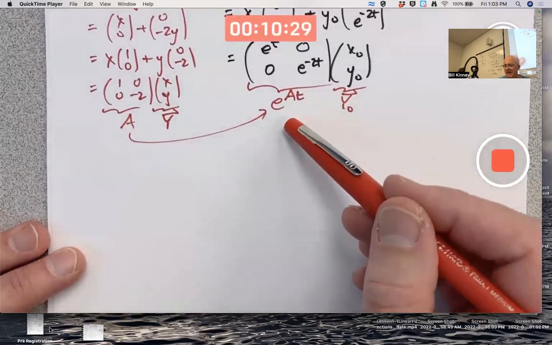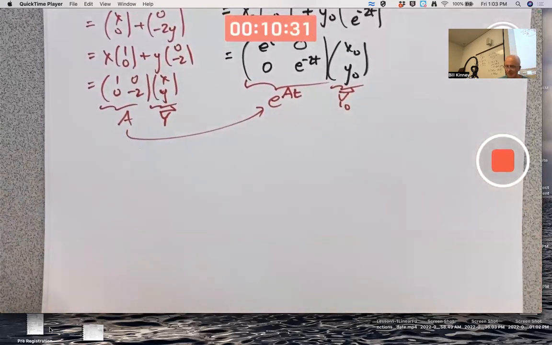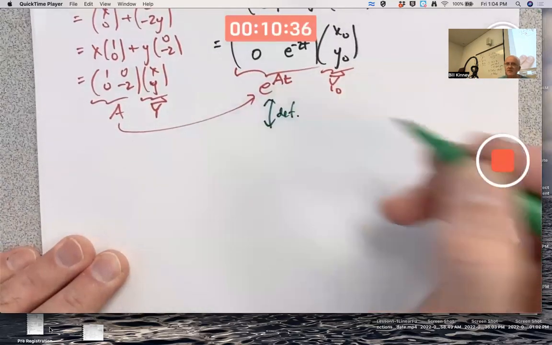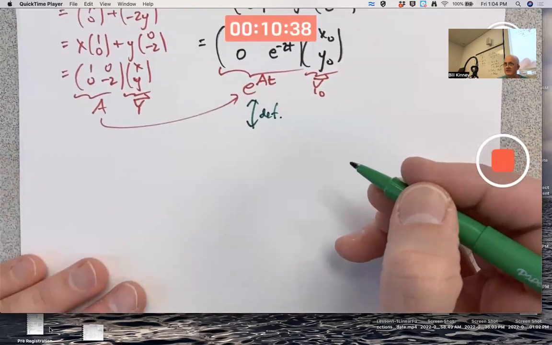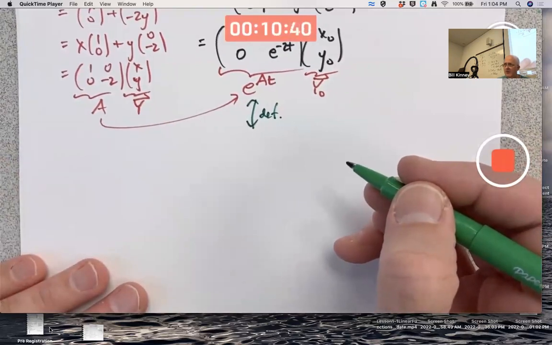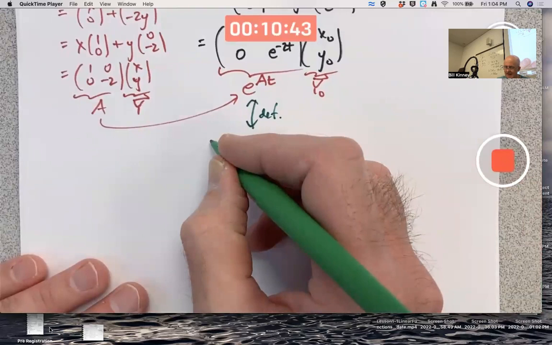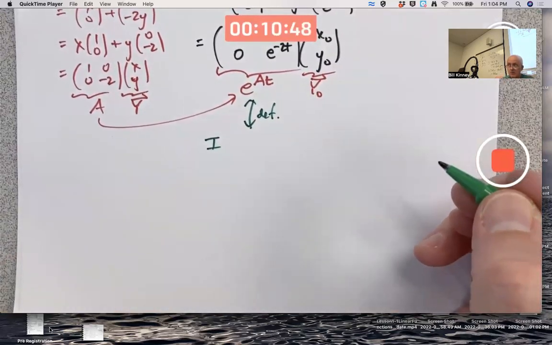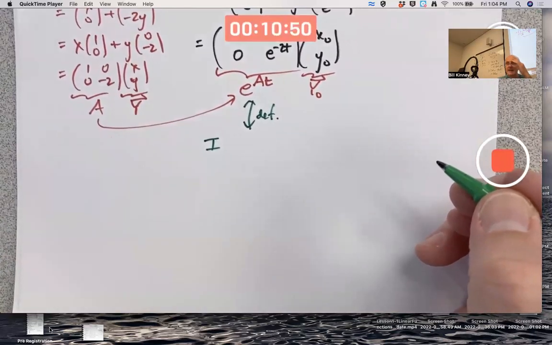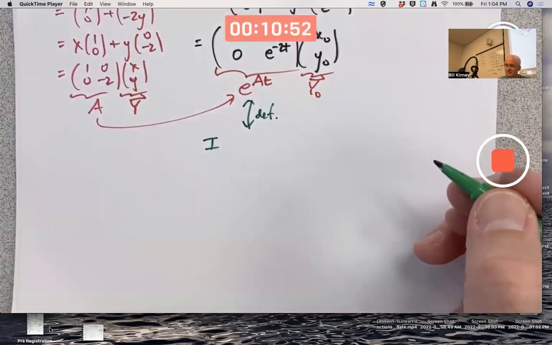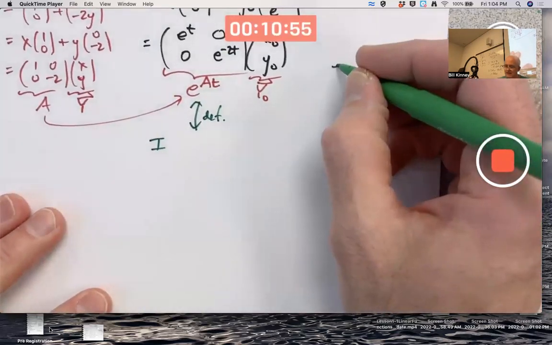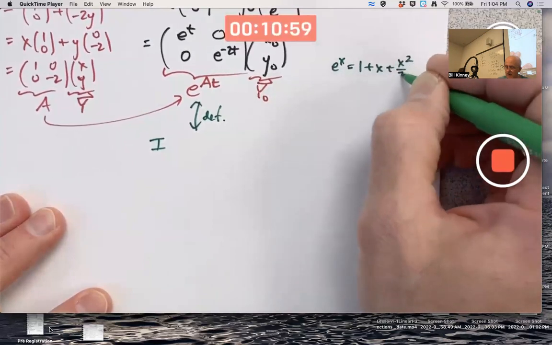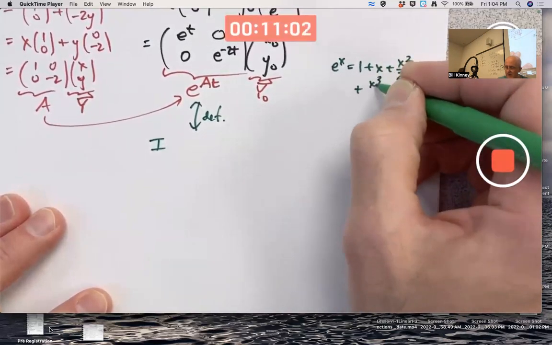The matrix exponential, again, is defined by a power series. This is a definition. I mentioned this a week ago or so. That's analogous to the power series for e to the x from calculus 2. The power series for e to the x starts with the number 1. I'll write it over here. E to the x is 1 plus x plus x squared over 2 factorial plus x cubed over 3 factorial, etc.